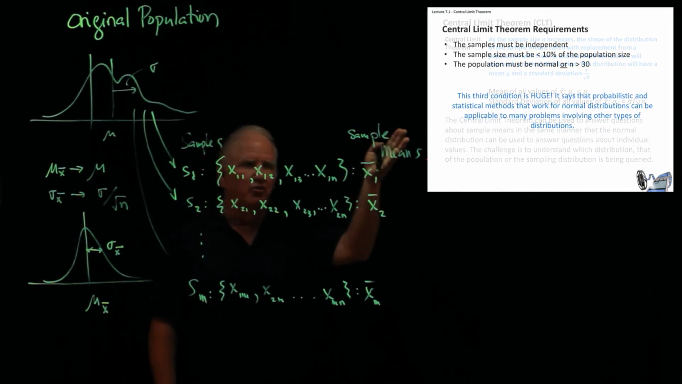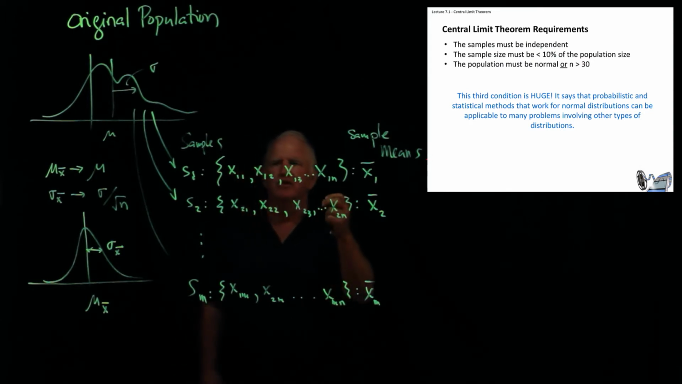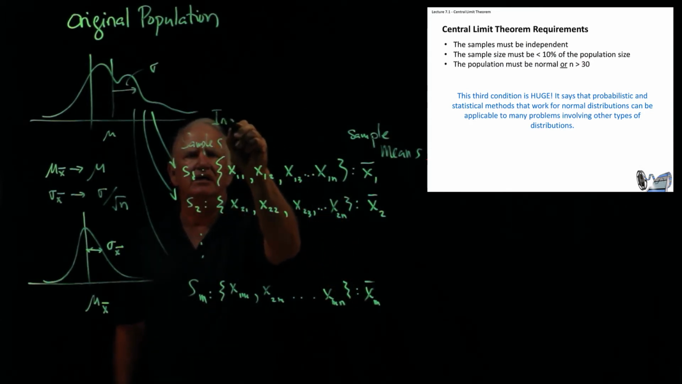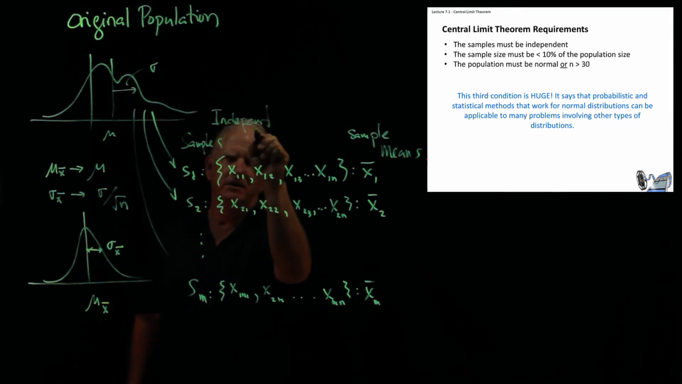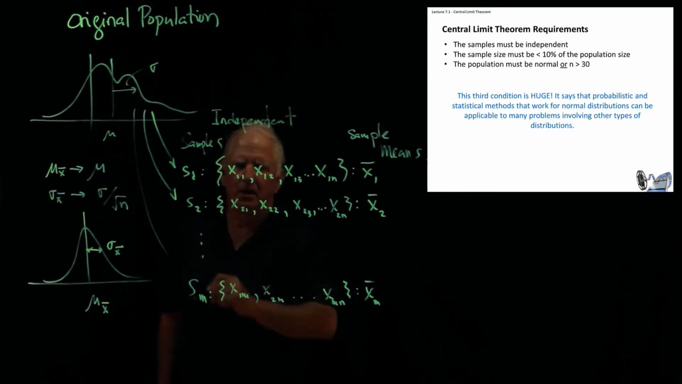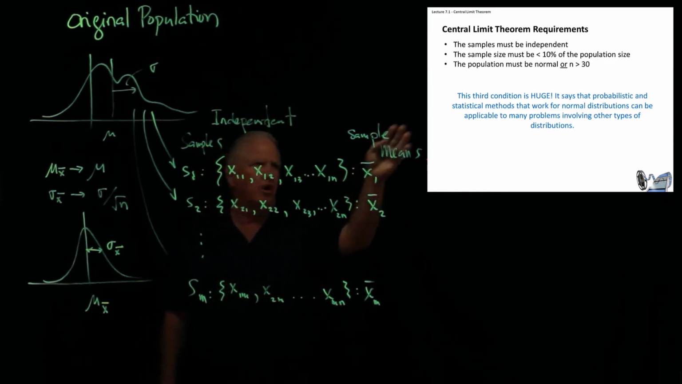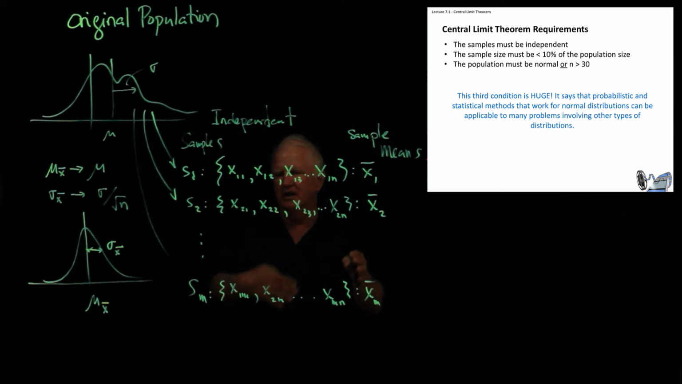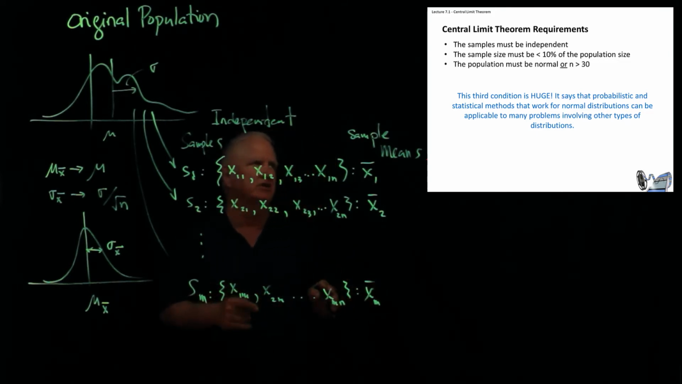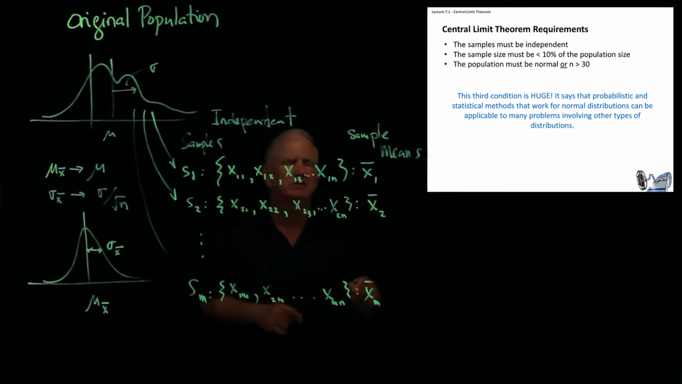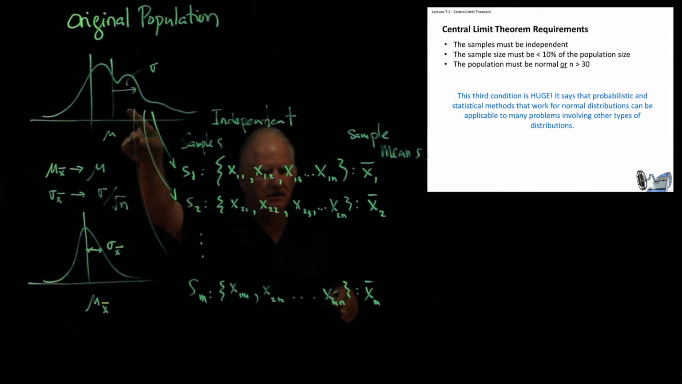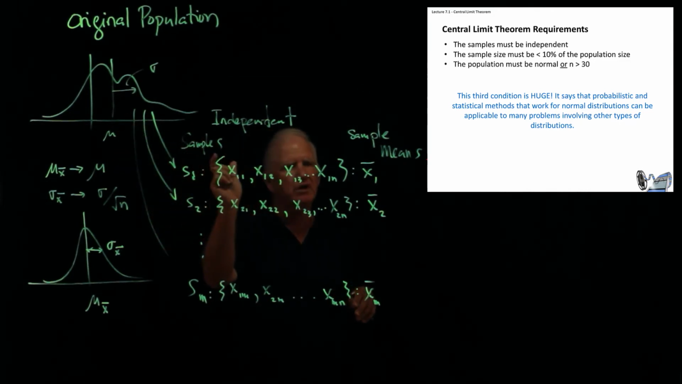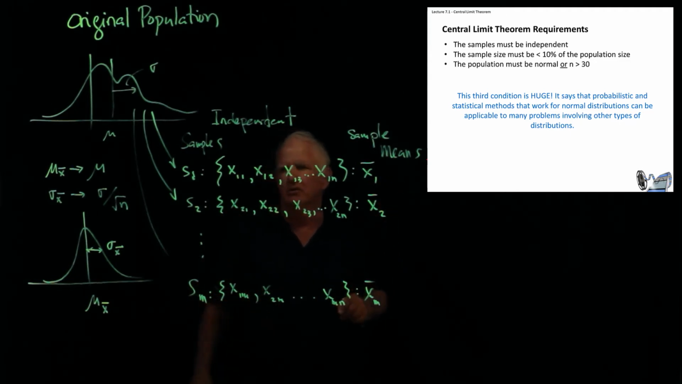Now, there are some requirements here. The requirements are that each one of these samples be independent. The other requirement is that they not be too big, less than 10% of the total population size. That's usually not an issue. But this last one is the huge one. For this to be true, either the population needs to be a normal distribution itself, or n just needs to be bigger than 30.